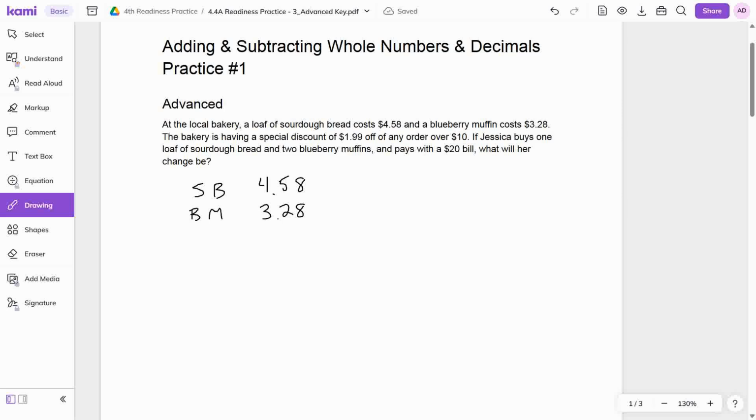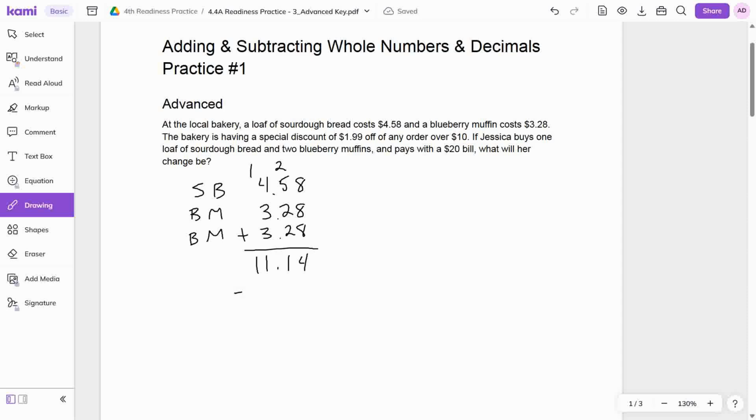Okay. So Jessica's going to buy one loaf of sourdough bread and two blueberry muffins. So let's add another blueberry muffin here. Let's do $3.28. Let's first see how much that costs to see whether she qualifies for that $1.99 off. So that's 8, 16, 24. That's going to be 5, 7, 9, 11. Bring my decimal down. That's going to be 10, 11. All right, so that definitely gets the $1.99 off. So her subtotal is $11.14.